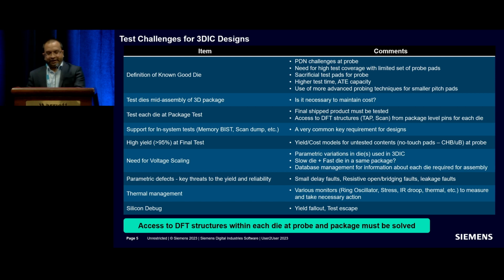Another thing in the 3D domain is when you assemble the dies using hybrid copper bond or interposer in 2.5D, is it really necessary to test before you do the full assembly? Because as you assemble more, you're putting more components and they are expensive. So is there a trade-off that needs to be done? We don't know the answer today, but hopefully we'll know it soon.